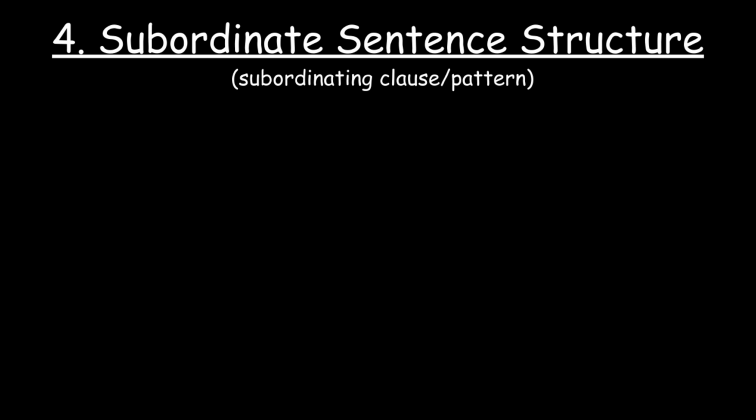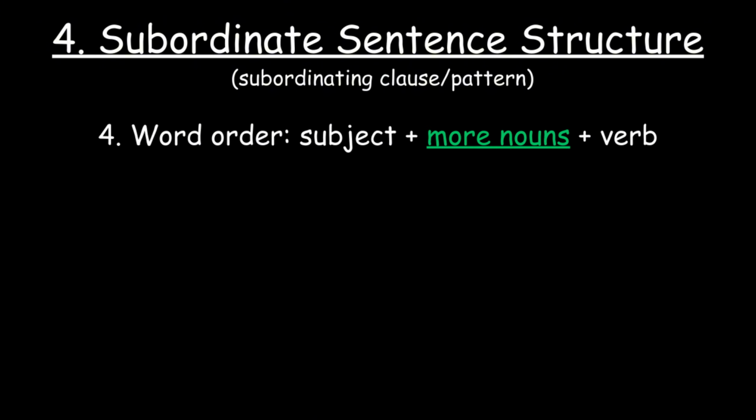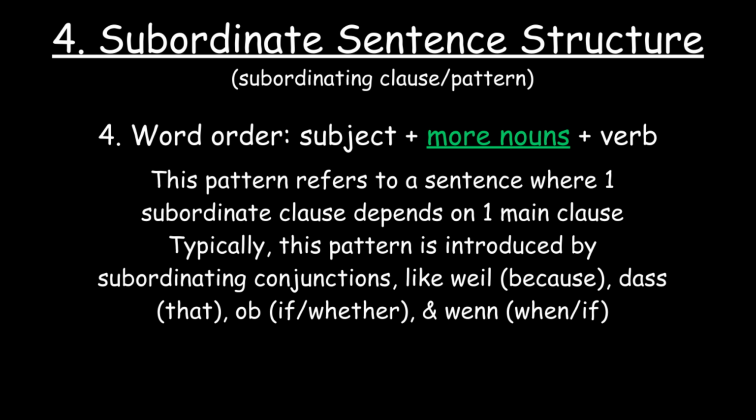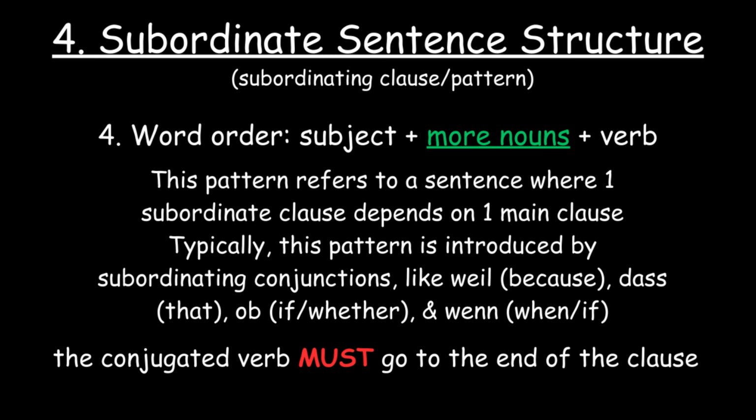The last sentence structure is a subordinate pattern, also known as a subordinating clause. While the standard pattern follows a subject, a verb, and more nouns, the word order in a subordinating clause begins with a subject, continues with more nouns, and ends in a verb. This pattern refers to a sentence where one subordinating clause depends on one main clause.